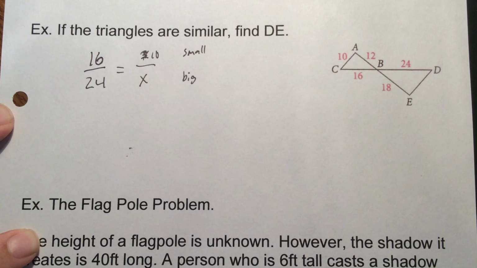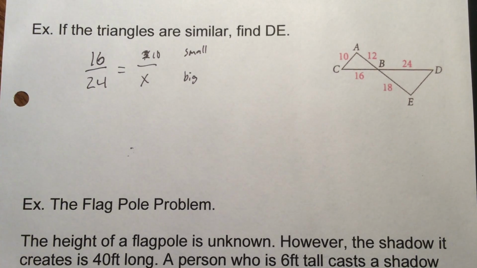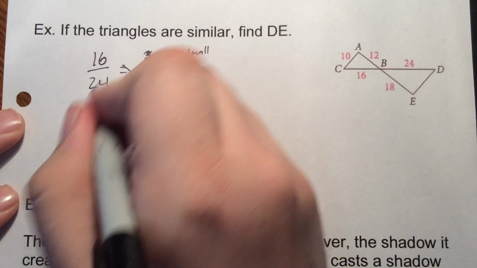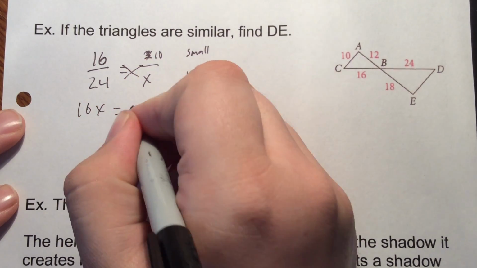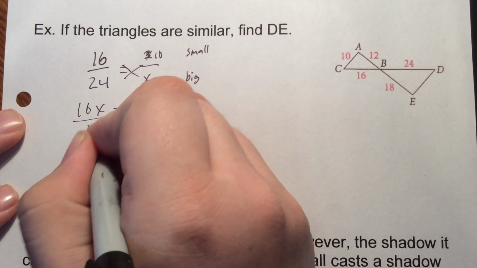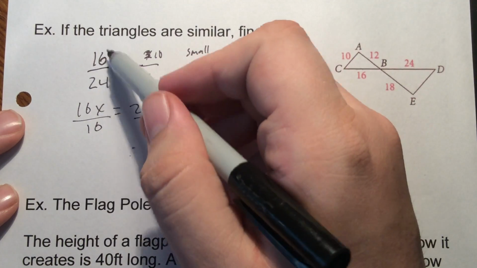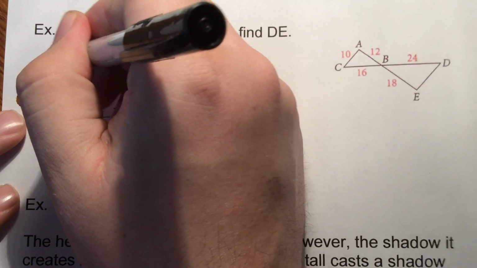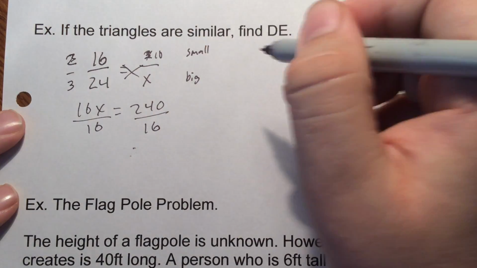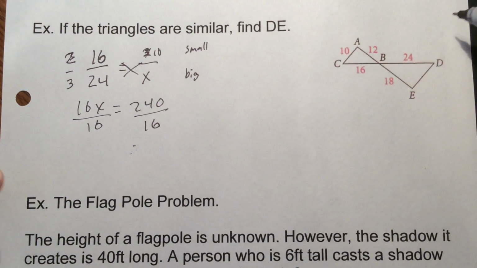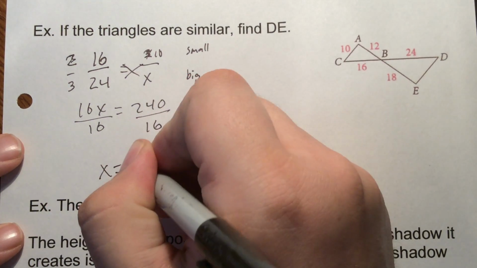So we would go through and cross multiply and solve. So 16x would equal 240. And if you divide by 16, now we could have reduced this to begin with, and we would have got 2/3. We could have done that too. Cross multiplying, it'll do the same thing, but x is going to end up being 15.